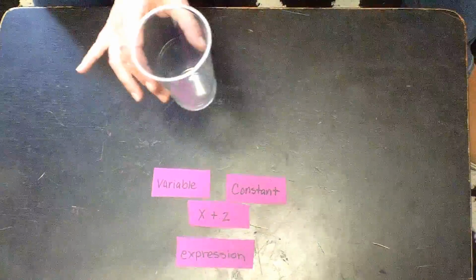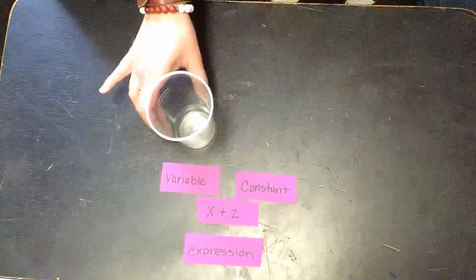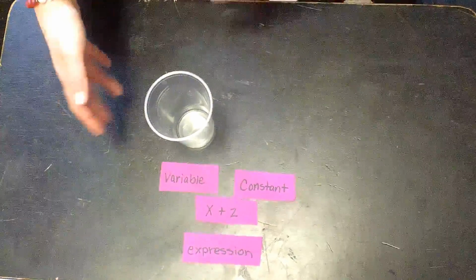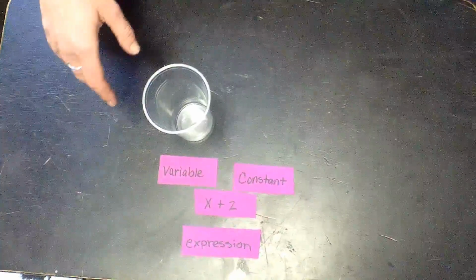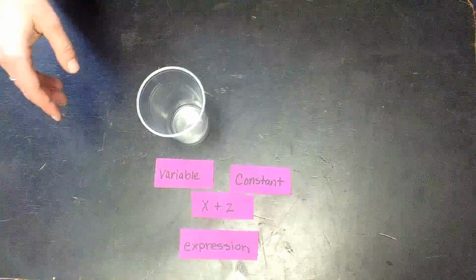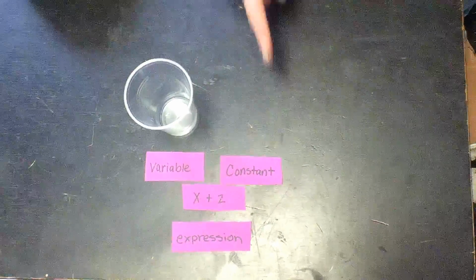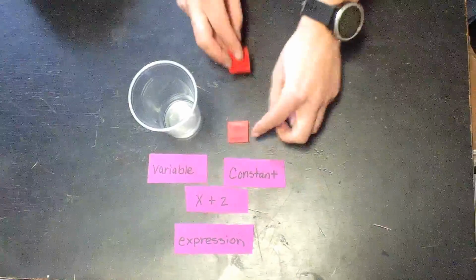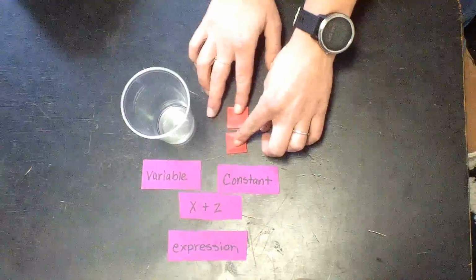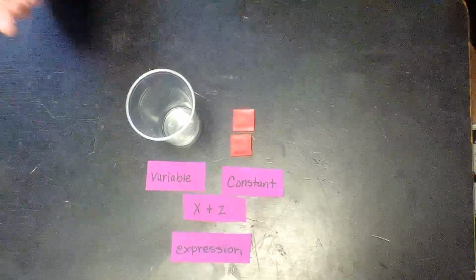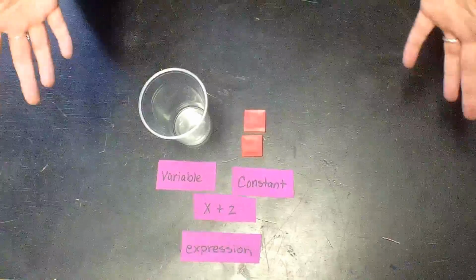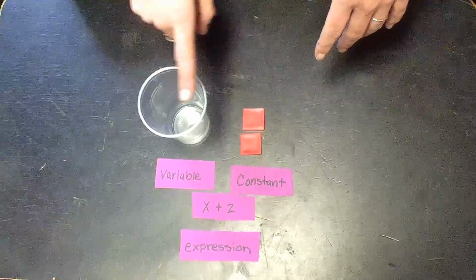We are going to be using just plain cups for our variable. Because it's unknown, it's empty, we can substitute it later on with pretty much anything we want. So we're going to use a cup for that model. And then for our constant, we will use our tiles. You can use chips, you can use whatever. So this right here is a model of our expression x plus 2.